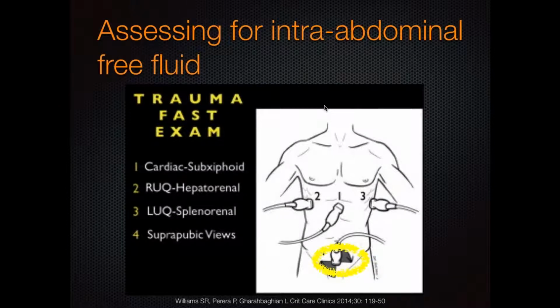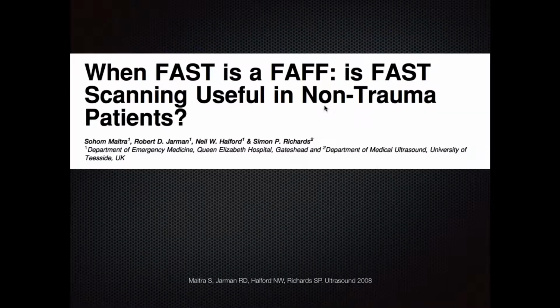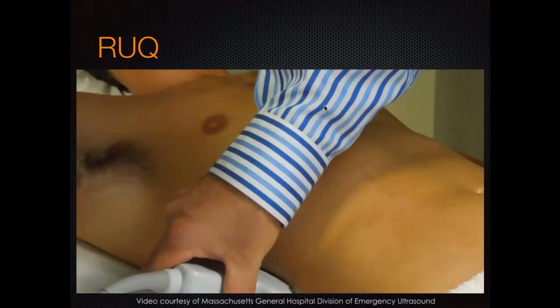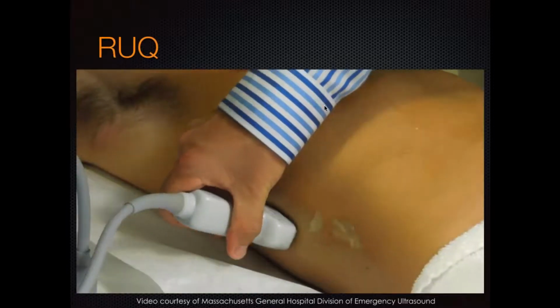Now for ascites, if you like, you can also interrogate and look at the right lower quadrant and left lower quadrant. So this technique for FAST is not really just limited to a trauma setting. And the technique that we use for this is actually very useful for any situation where intra-abdominal fluid is suspected. So this is how you're going to do a FAST scan in the right upper quadrant.